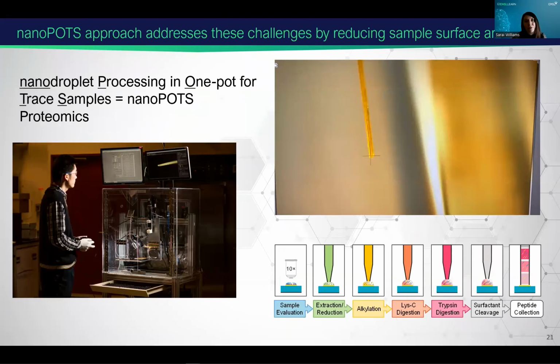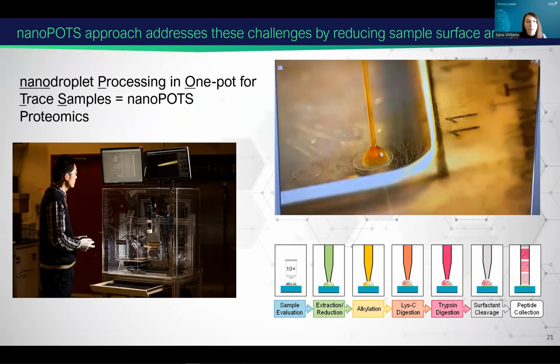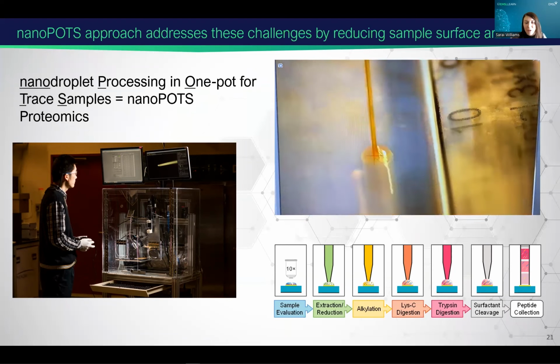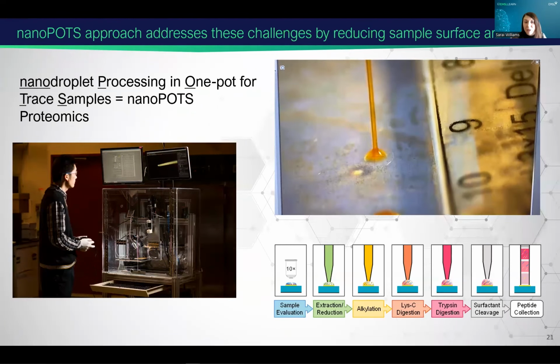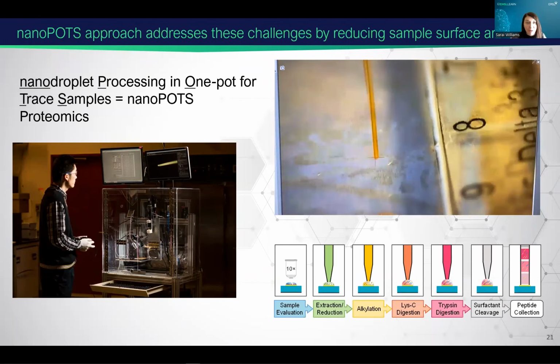nanoPOTs proposes to address these challenges first by reducing the sample surface area down to like 1 millimeter, 2.2 millimeters. Here's a video. Here we have our automated robotic system, which is dispensing all our reagents in one spot. This allows us to avoid sample loss through excess pipetting and surfaces.